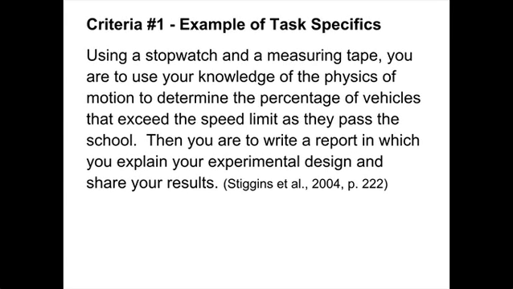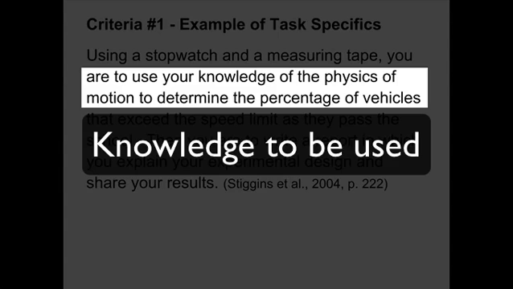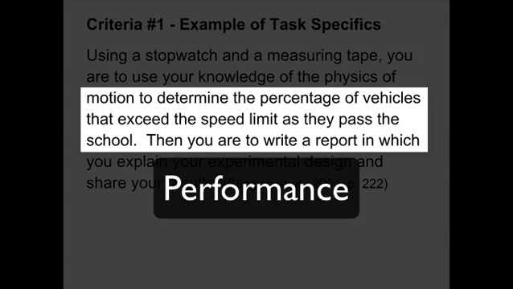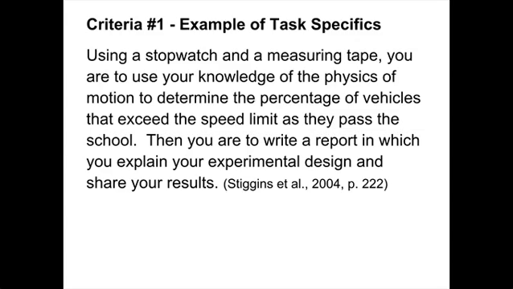The book gives a great example from Stiggins. Using a stopwatch and a measuring tape, you are to use your knowledge of the physics of motion to determine the percentage of vehicles that exceed the speed limit as they pass the school. Then you are to write a report in which you explain your experimental design and share your results.